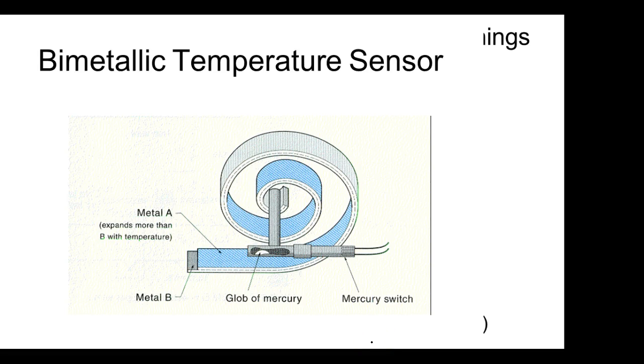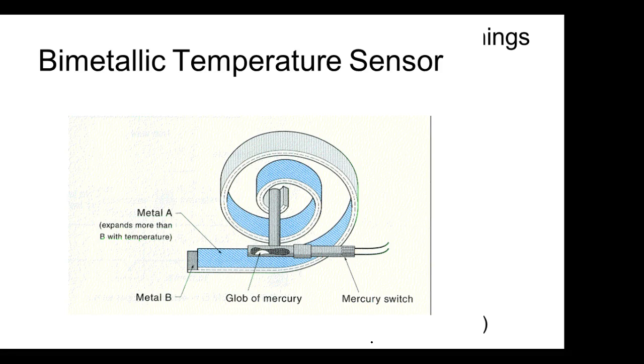So this is basically what you're looking at there. It's nothing but a bimetallic strip, and it's got some type of sensor on it. Here they're using what we refer to as a wet reed switch. A lot of people refer to it as a mercury switch, which is becoming a lot less popular. And why is that?